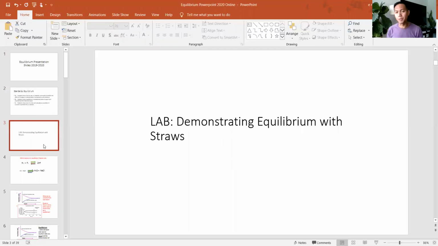Sometime next week, there's also a lab where I'm collecting data to illustrate this whole idea. So just giving you a preview that we're doing some sort of lab-based collection of data and graphing of that data.